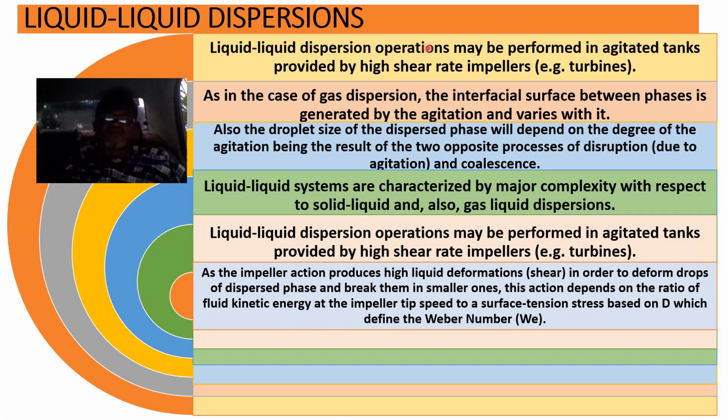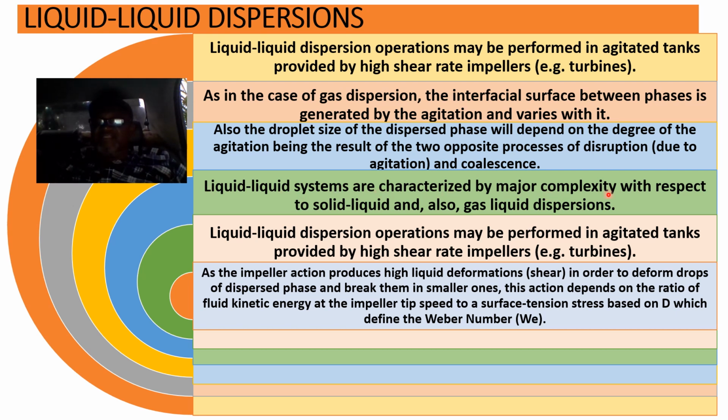Now we'll go over to liquid-liquid dispersion. Liquid-liquid dispersion operations may be performed in agitated tanks provided by high shear rate impellers. Now, as in the case of the gas dispersion, it is still about interfacial surface. So the droplet size of the dispersed phase will depend on the degree of the agitation. The more you agitate, the more you will disrupt the droplets, and the size will reduce, and all those droplets will come together. That is what we mean by coalesce or coalescence.